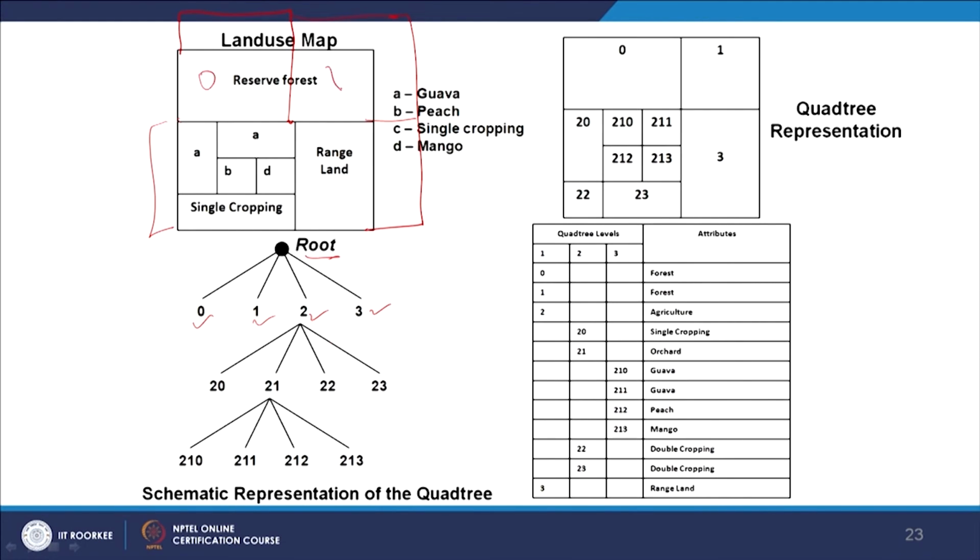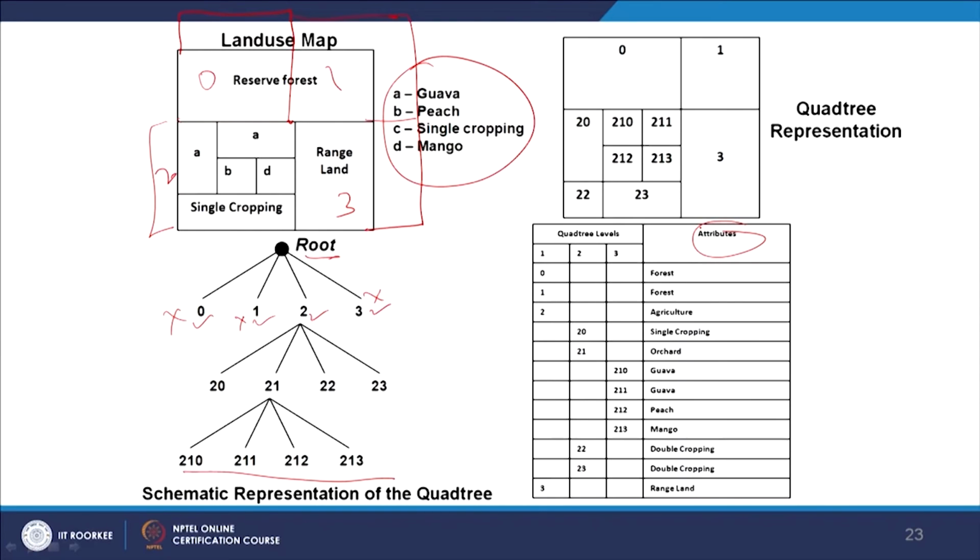So 0, 1 and 3 homogeneity has been achieved. So no further division for 0, 1 and 3, whereas for 2 further divisions are there. So this is our quadrant 2, and then again here also keep doing till you reach the unit level. So this 3 layers representation, 3 layers divisions will allow us to achieve the coding, and your attribute table can store all related information, especially about the attributes here.